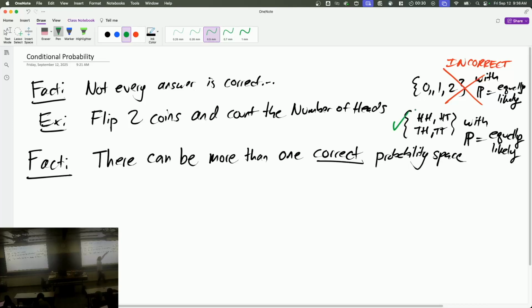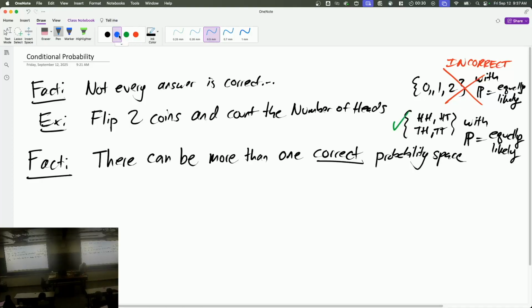And you can change one coin in this probability space. You can flip the first coin from heads to tails by moving here, and that's why these things are all equally likely. In the 0, 1, and 2 probability space, there is no symmetry between flipping one heads and flipping two heads. There is no way to map flipping exactly one heads to flipping two heads. So that's why 0, 1, and 2 are not all equally likely, but heads heads, heads tails, tails heads, and tails tails are all equally likely. So not every possible answer is correct. Sometimes there's wrong answers, but sometimes there's more than one right answer.